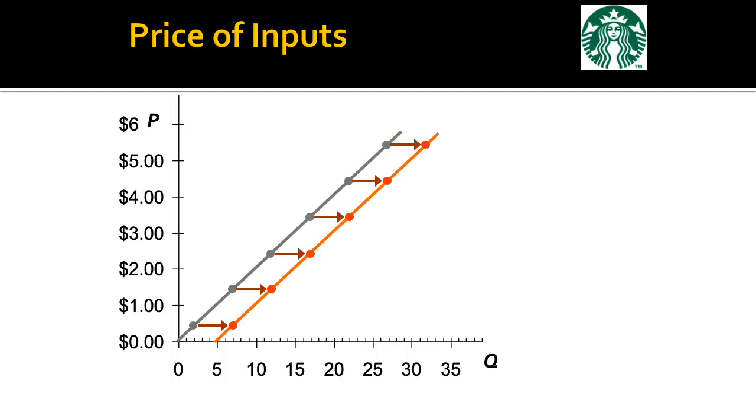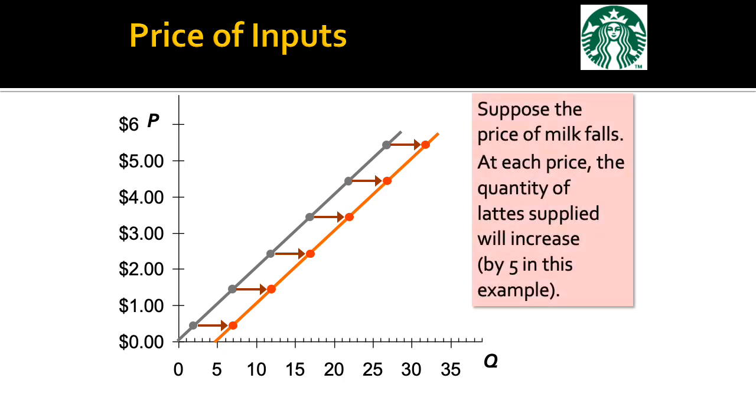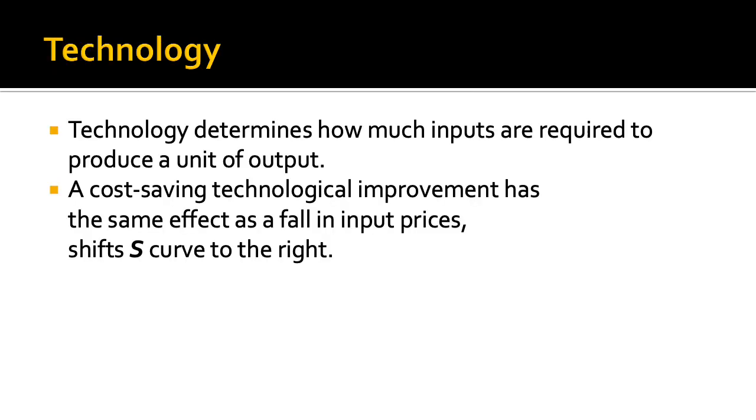So if you get a reduction in the price of milk, we're sticking with our Starbucks example, that means at each price the quantity of lattes supplied will increase. In this case, it increased by 5 units. The second shifter is technology.